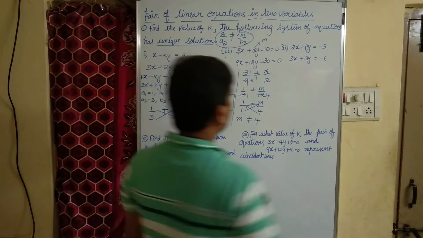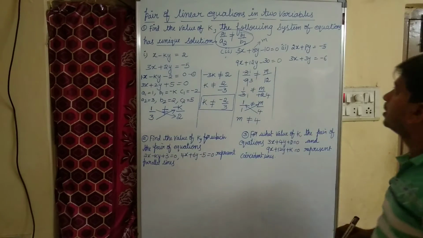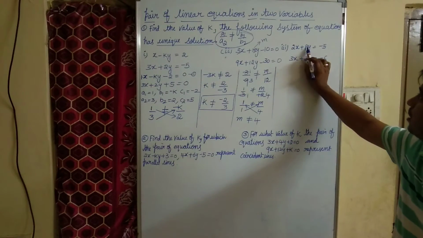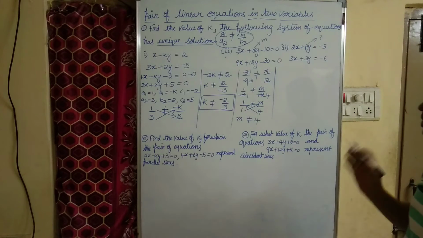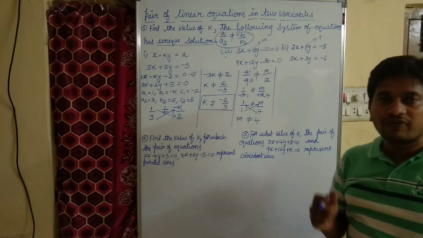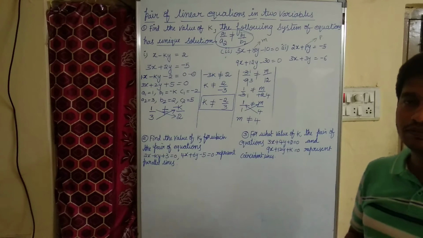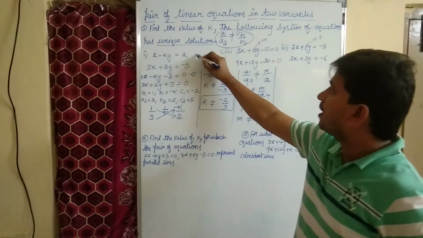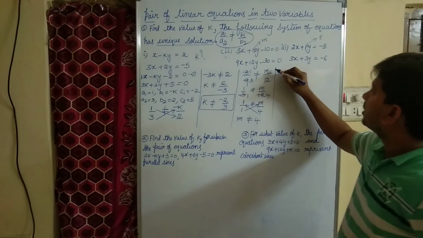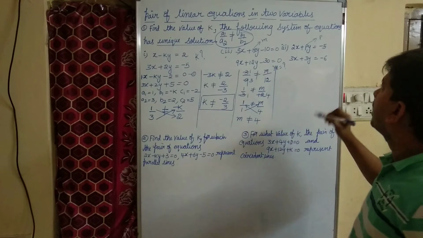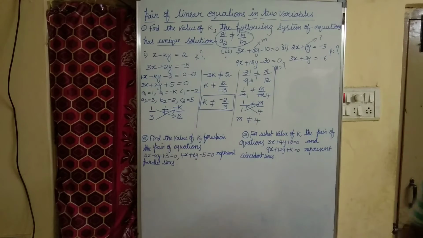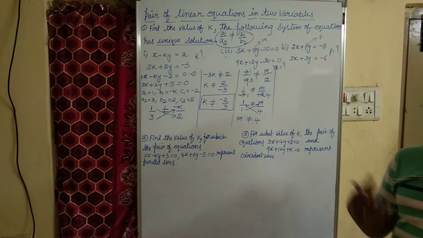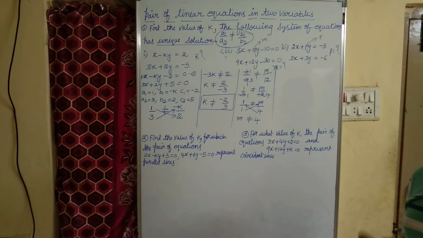Okay, now coming to the third problem. Here we have to find the value of p, children. The same method: the given system of equations has a unique solution. In the first case we find the value of k, in the second case the value of m, and here we have to find the value of p. They may ask any value, either k or p or m or s, whatever it may be.